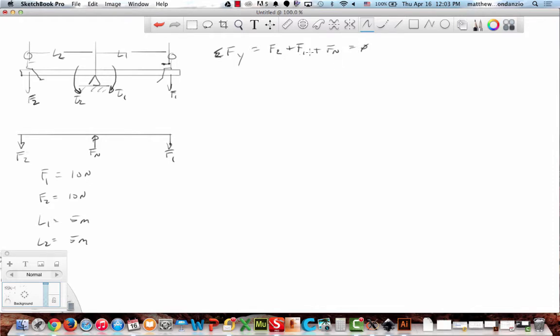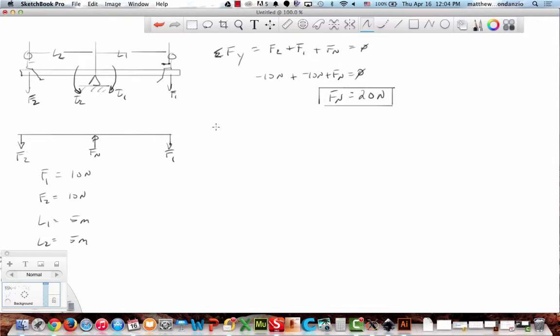And let's do this. Do I know the value of Fn yet? No, I don't. So let's solve for it. So F2 is, what's F2? Is it 10 or is it negative 10? What direction is it going? Negative. So it's negative 10 newtons plus what's F1? Negative 10 newtons plus Fn equals 0. Therefore, Fn must equal what? 20 newtons. Positive. Does positive make sense? Okay. Clear?